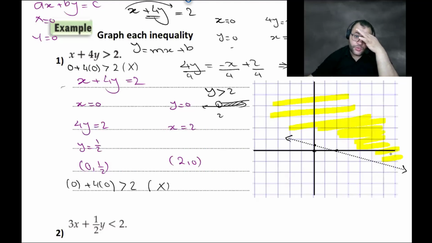You got the idea for this one? Is that clear now?